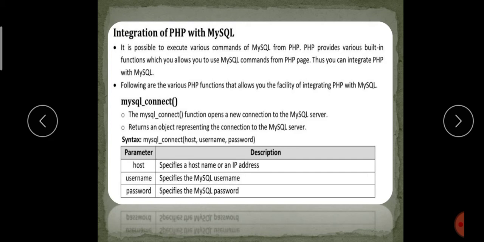First of all, the function for connecting to the database is mysql_connect. This function opens a new connection to the MySQL server and returns an object representing the connection to MySQL. This is nothing but our parameters used as the syntax: first host, username, password. Host specifies the host name as well as the IP address. Username specifies the MySQL username and password specifies the MySQL password.